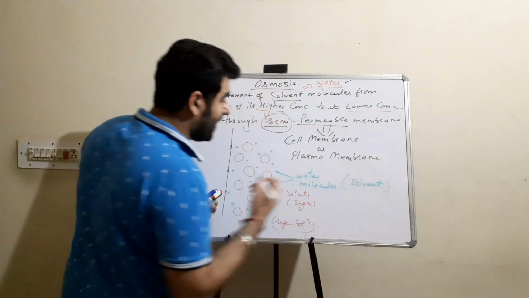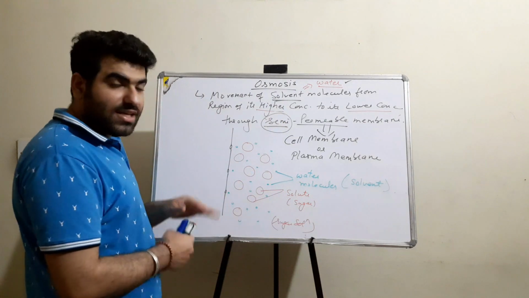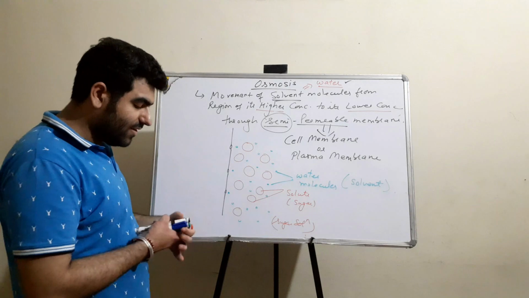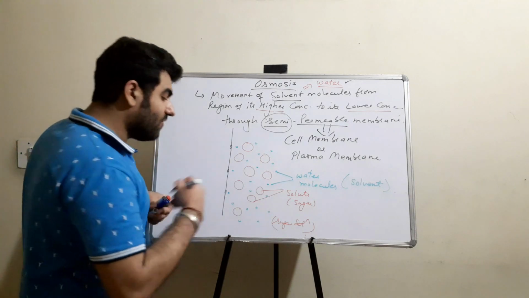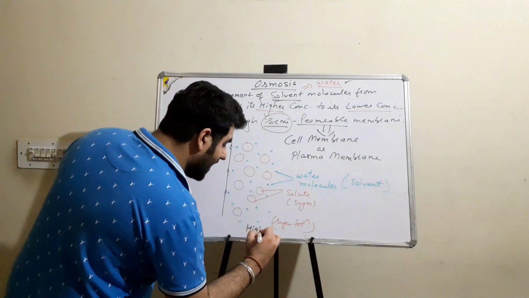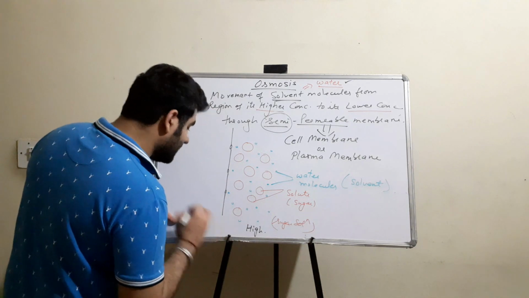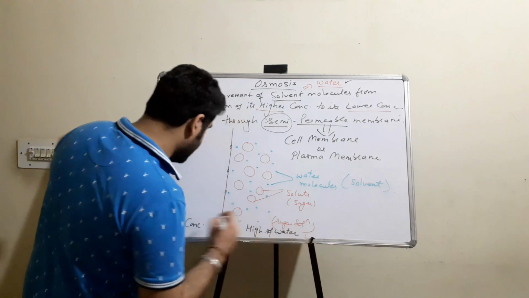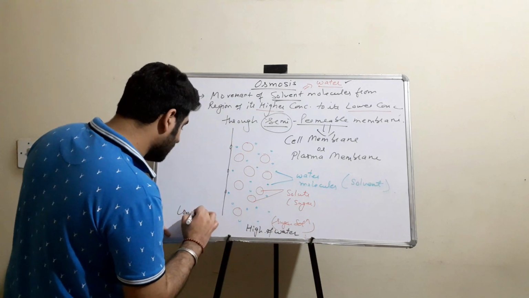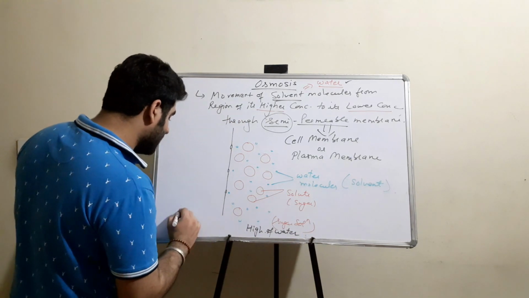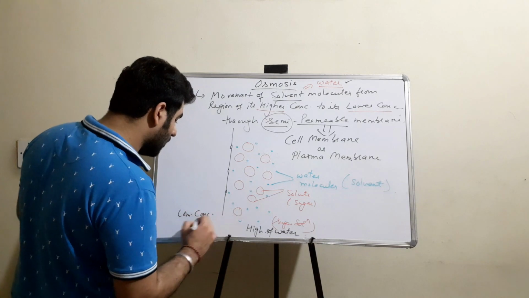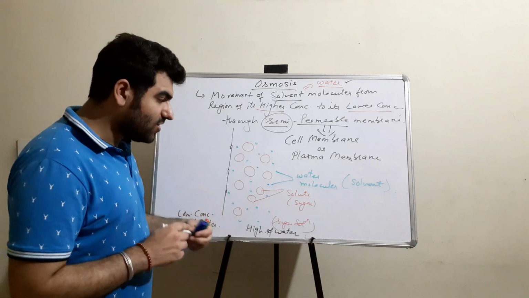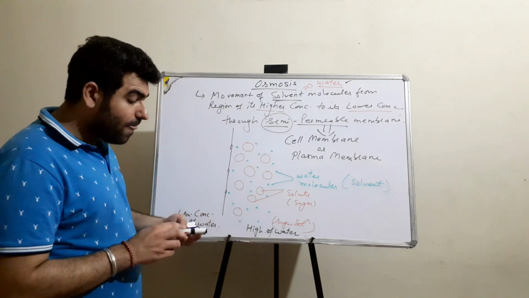Now let us just consider a case that this is the region of higher concentration and this is the region of lower concentration. So we are just assuming this is the high concentration, this is the low concentration. High concentration of water, and here we'll say there is low concentration of water. Alright, so high concentration of water and low concentration of water.